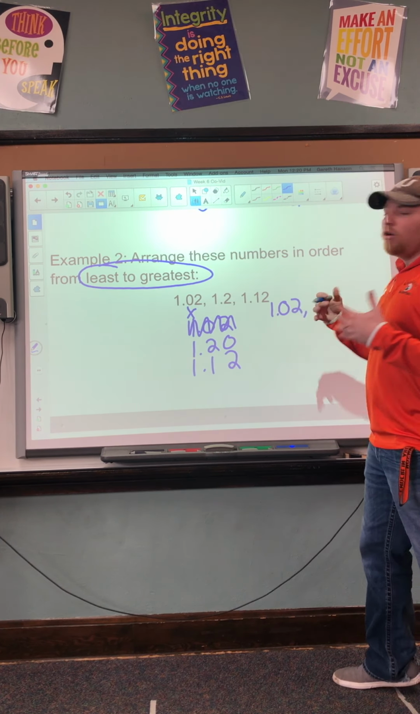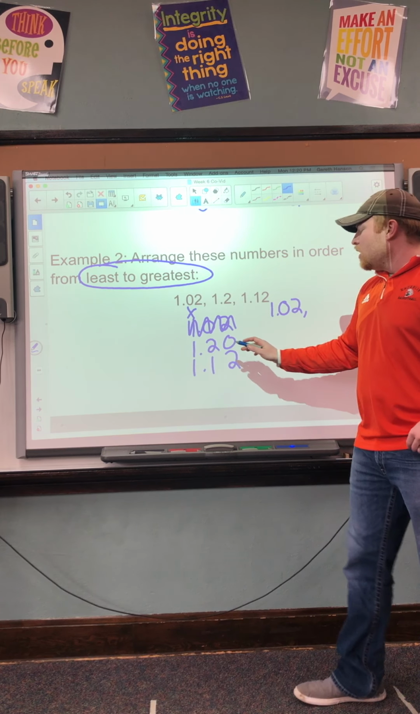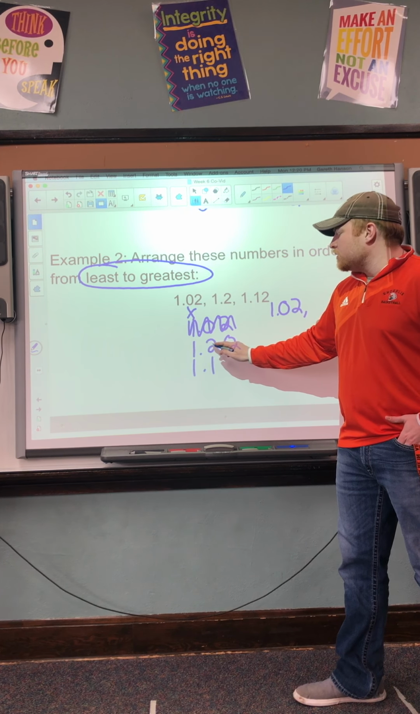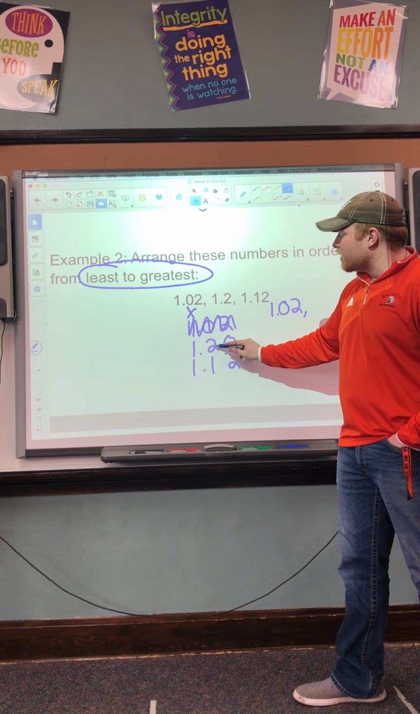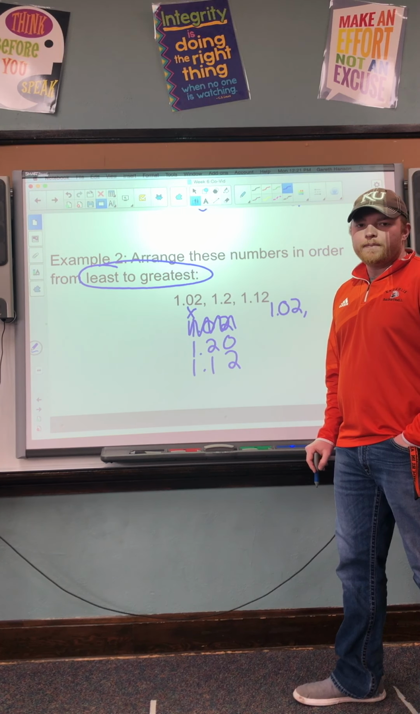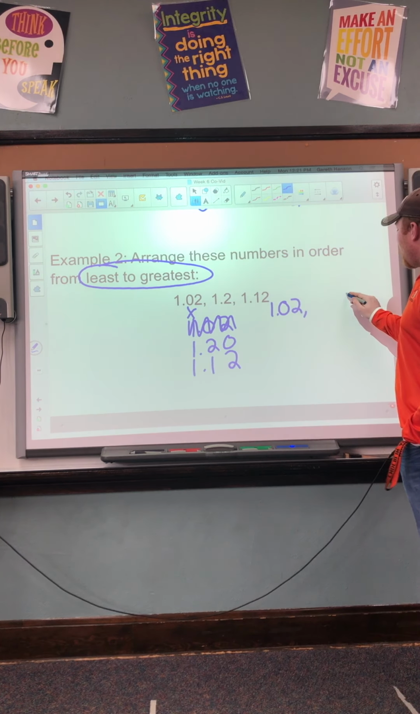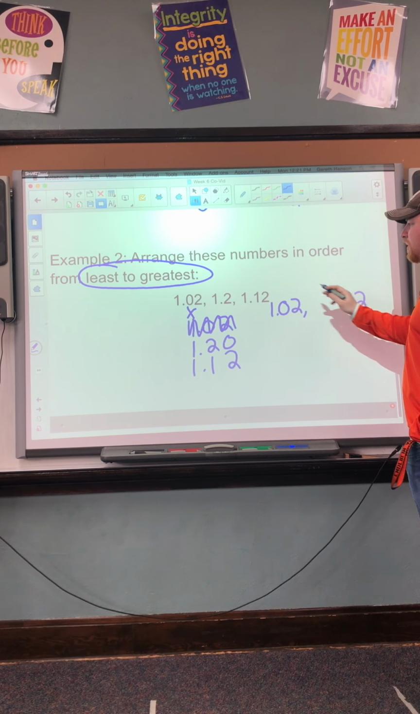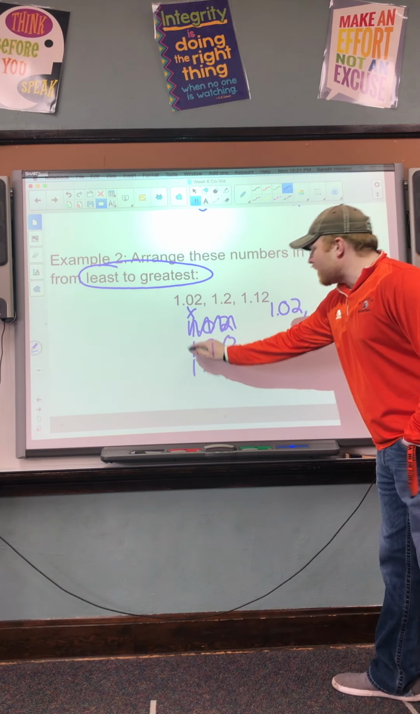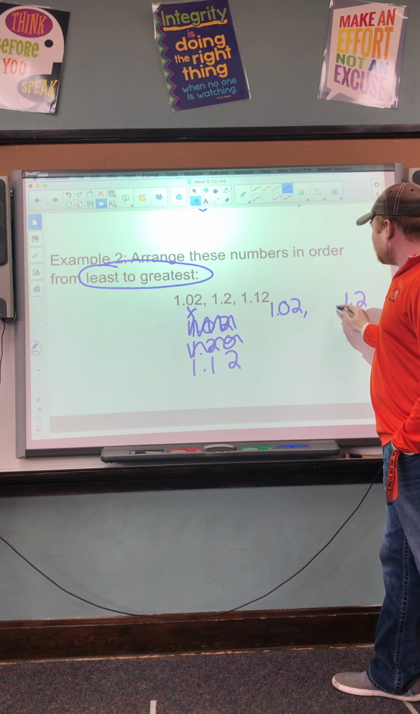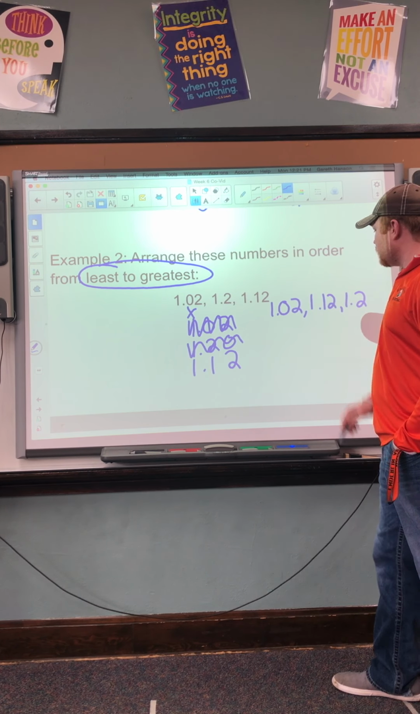Now what would be your middle number? Or we could do the greatest. Let's do the greatest number. We've done the ones, we're in the tenths place. What's greater, 2 or 1? 2 is greater, so that would be your greatest number. So it would be 1 2/10. Cross that off. And then your middle number would be 1 12/100.